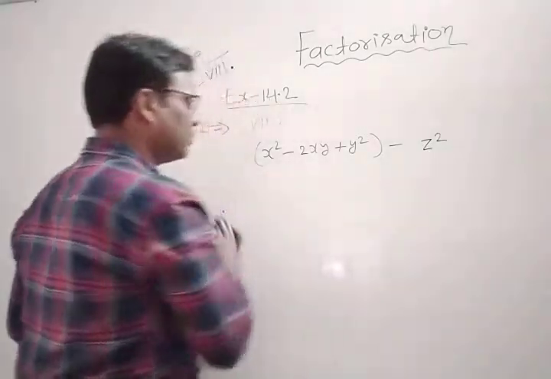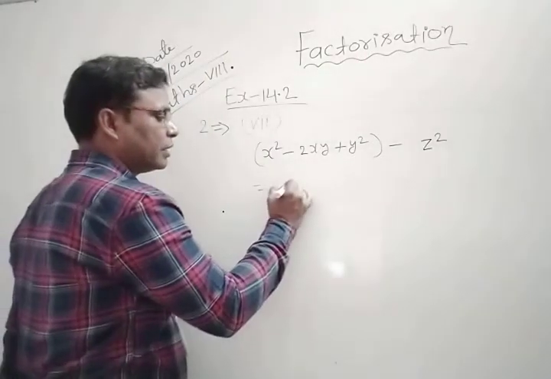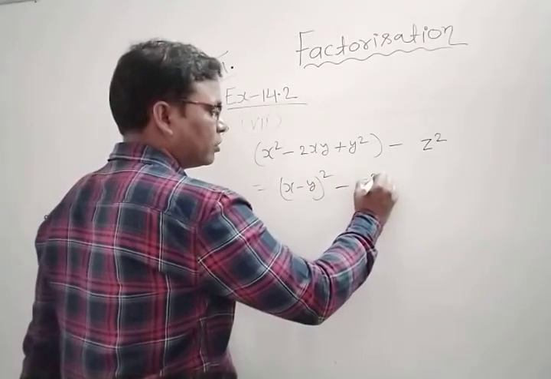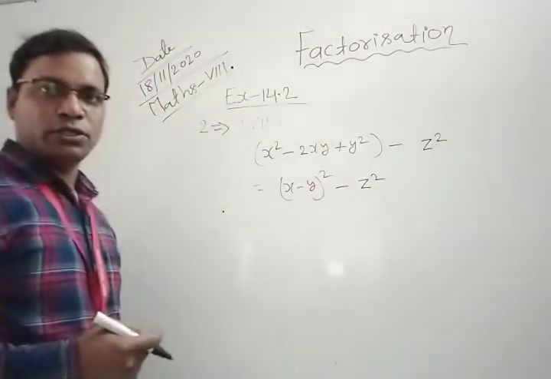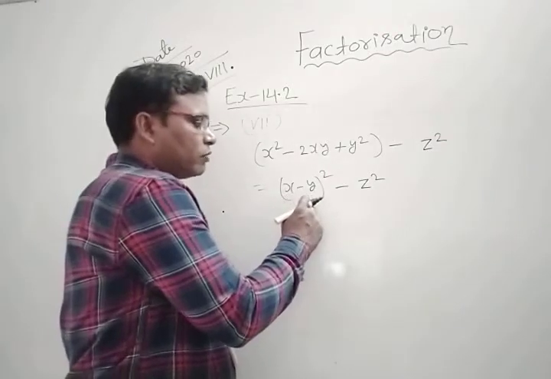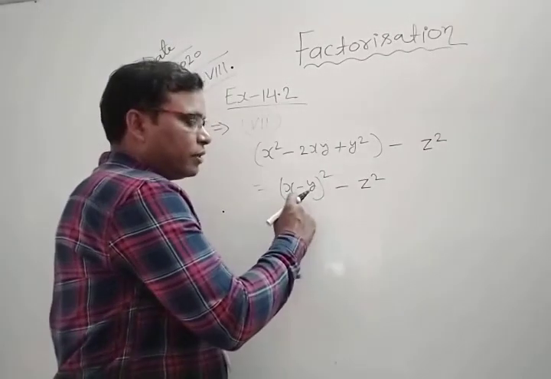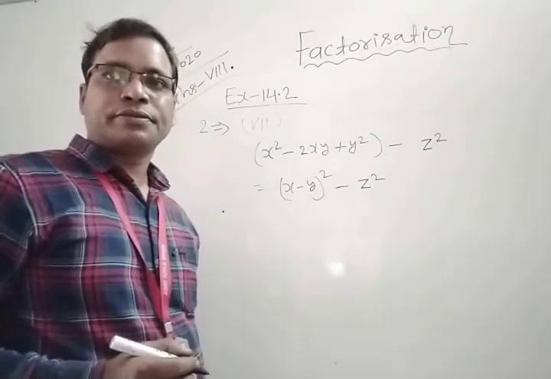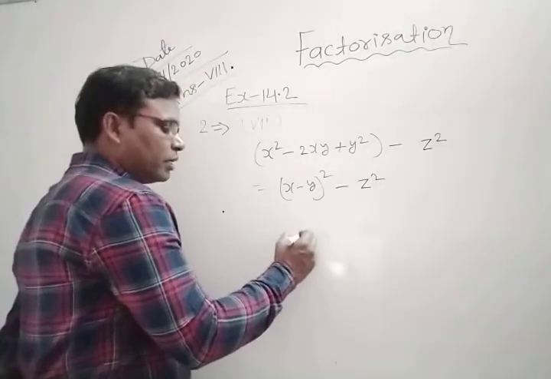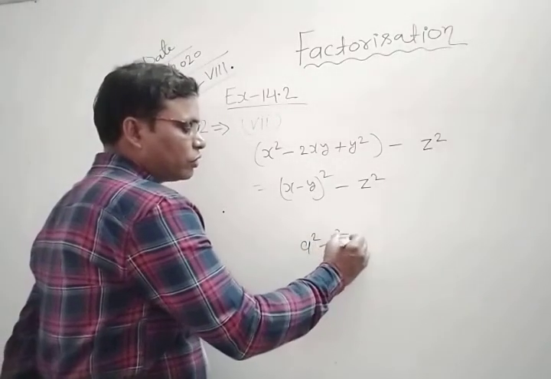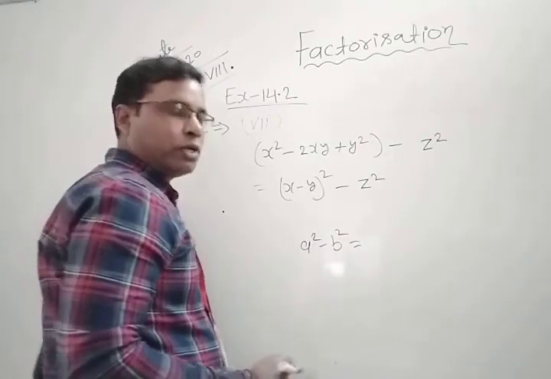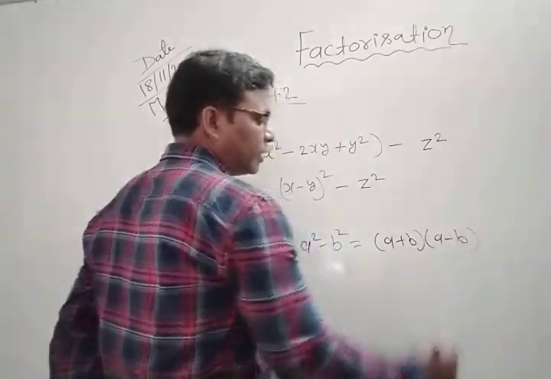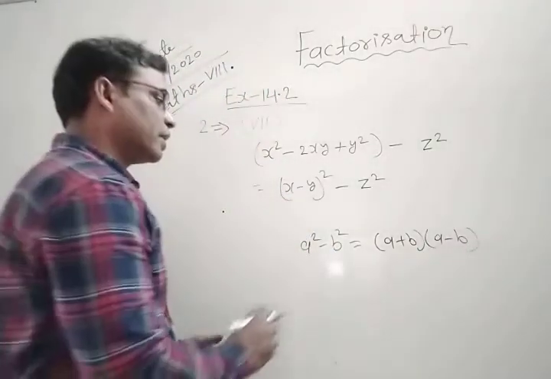Clear? So this is the form of the whole square of x minus y, minus z square. So what do you see here? You can see here the whole square of x minus y is minus z square. Also, this is the form of a difference of two squares. You know very well a square minus b square is equal to what? This is equal to a plus b into a minus b. Clear?